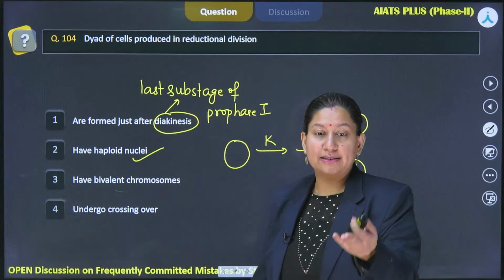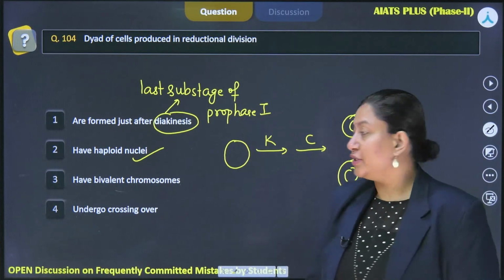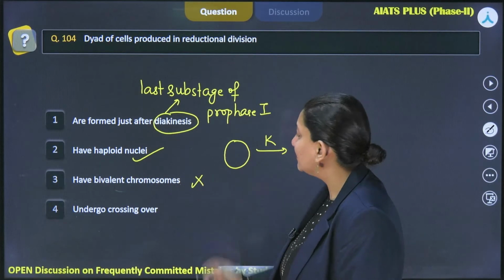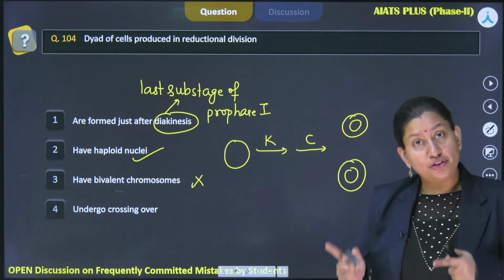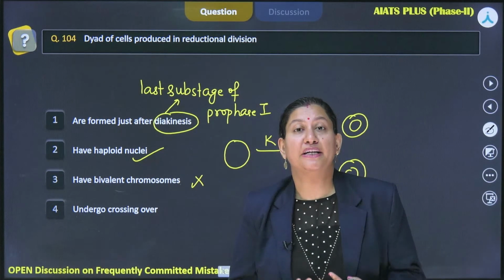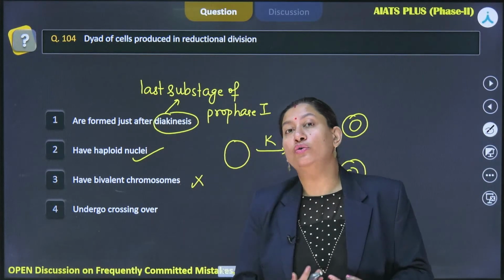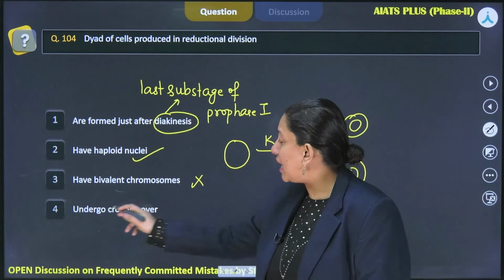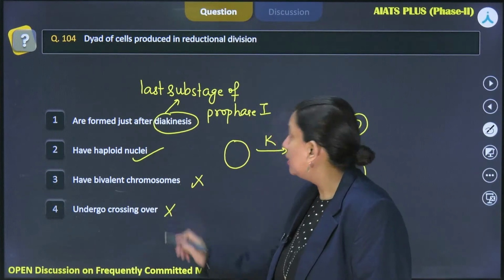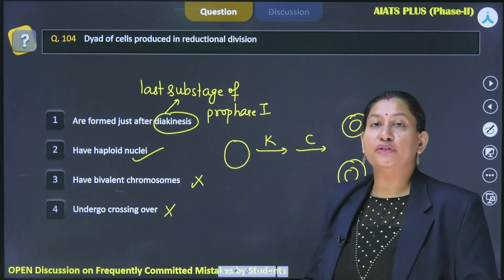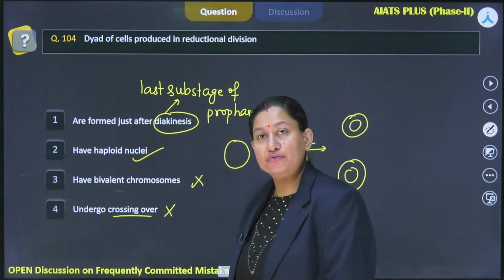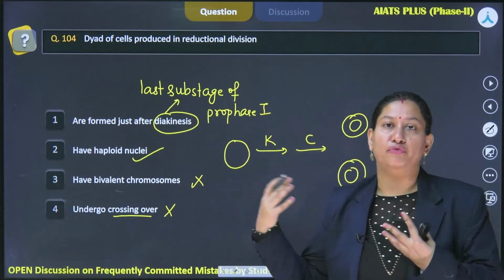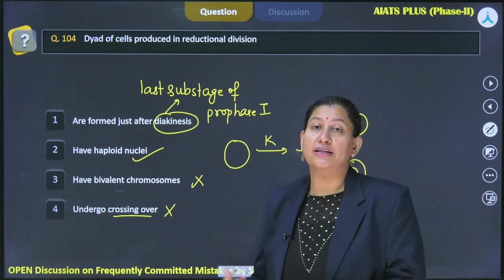So this is correct, as being told by many students, it's going to be 2. Then the third one says have bivalent chromosomes. This is also incorrect. As I've told you, bivalent chromosome means paired together. Over here separation has already taken place, so they are no longer in the bivalent form. That is why we rule out this option. Then the fourth one says undergo crossing over. That's incorrect. Dyad of cells are produced after cytokinesis. Crossing over, where the exchange of genetic material takes place, has already been done during prophase, and the substage in which it occurs is pachytene.